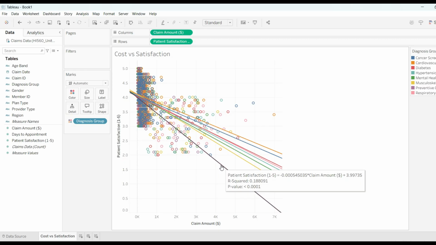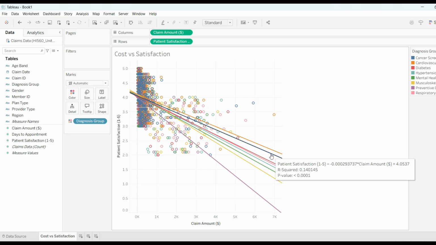So if the cancer screening line is relatively flat, it is. Cancer screening, that's the blue. Okay. But the mental health line drops steeply. That tells leadership something. Mental health patients are far more sensitive to cost than cancer screening patients. That could inform how you structure copays or patient communication.